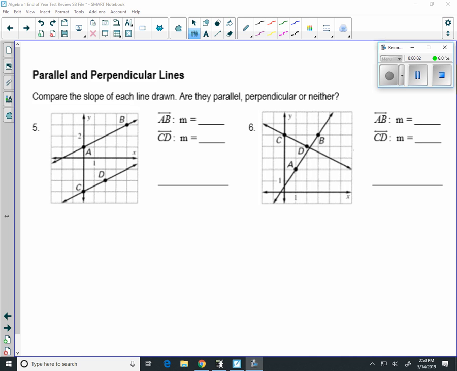Numbers 5 and 6 on the review are parallel and perpendicular lines. What you need to do with these is compare slopes. You need to find the slopes. You might have to do a little bit of fraction work. So I'm going to find the slope for AB here. Remember, slope is rise over run.